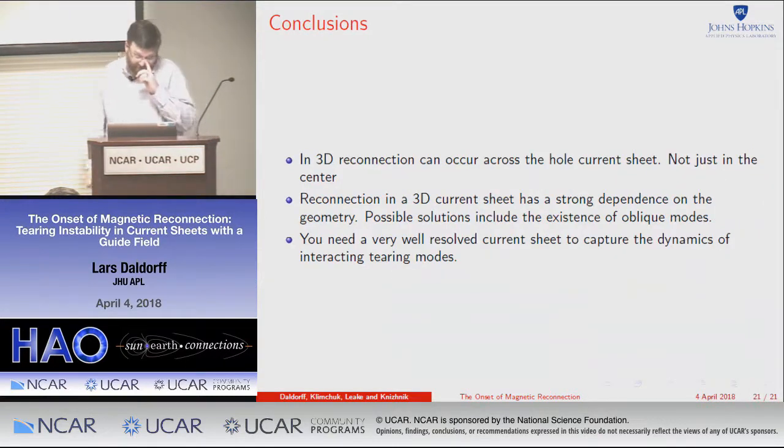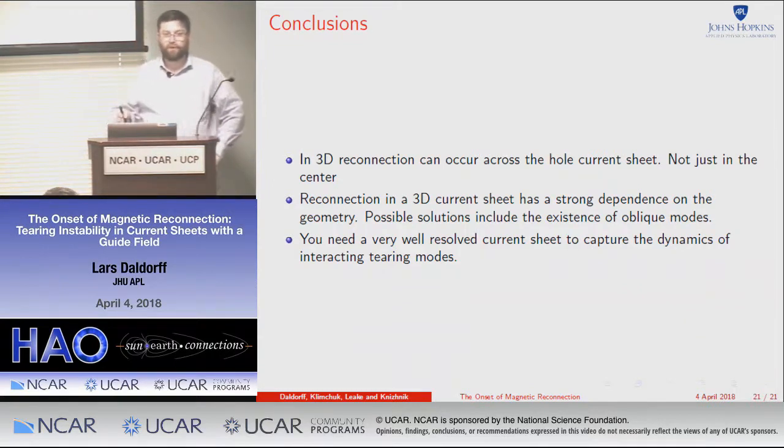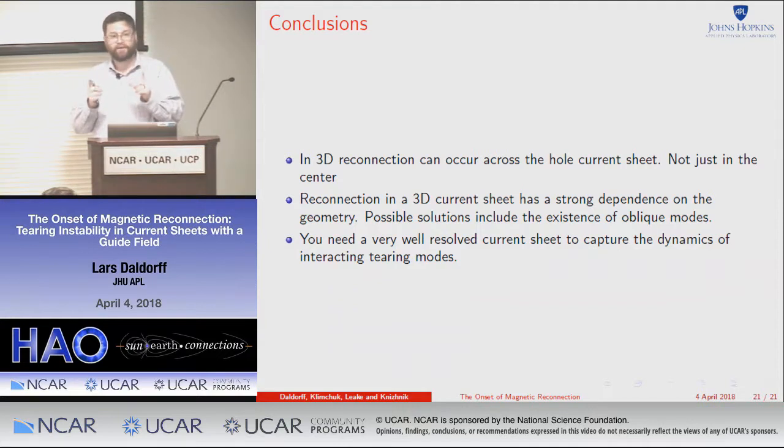So the main conclusion I will present here is that in 3D reconnection, we have a whole lot more current sheets to think of. It's no longer just a parallel mode. We have a whole width or area where reconnection can happen and interact, generating more turbulent-type current sheets. So reconnection in a current sheet has a strong dependence on geometry. Remember that. Possible solutions include existing oblique modes.